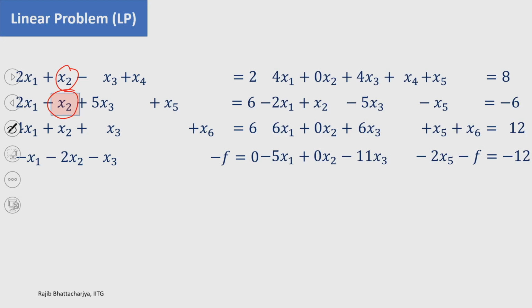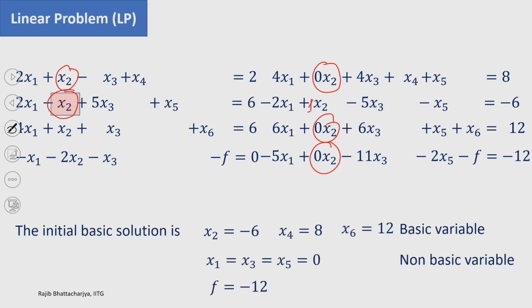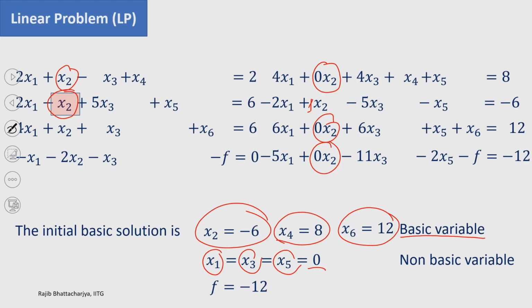Now we are getting this solution, that here the coefficient of x 2 is 0, here it is 0, here it is 0 and here it is 1. Okay. Now, if this is the condition, what is the solution? I am getting x 2 equal to -6, then x 4 equal to 8 and x 6 equal to 12. These are basic variables, and the non-basic variables are x 1, x 3 and x 5, which are equal to 0, and f equal to minus 12.